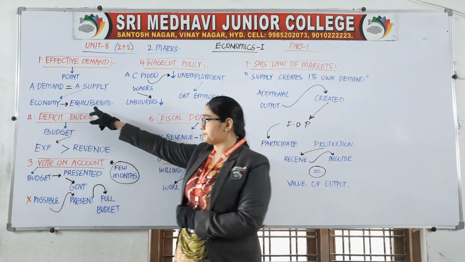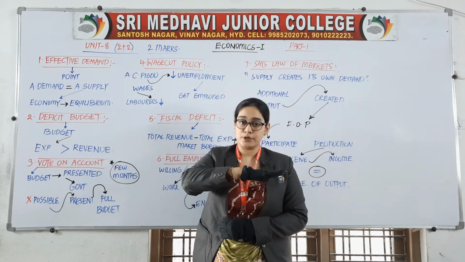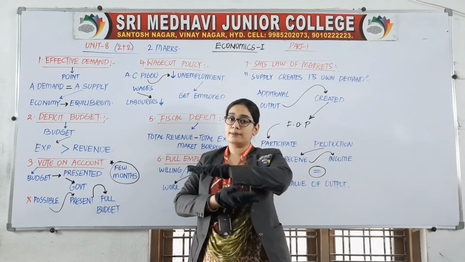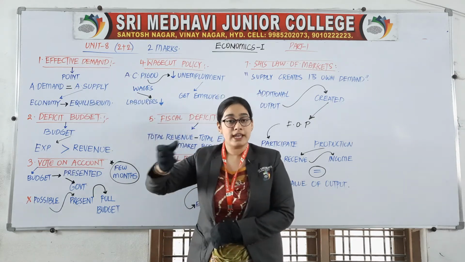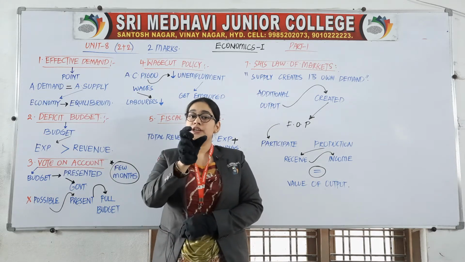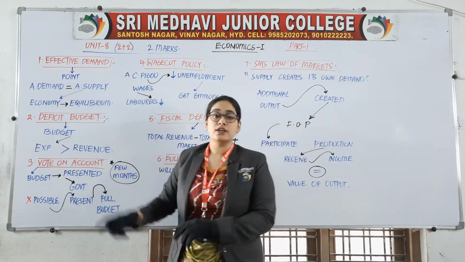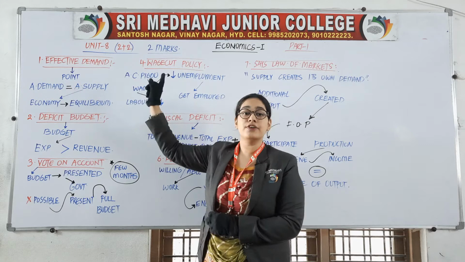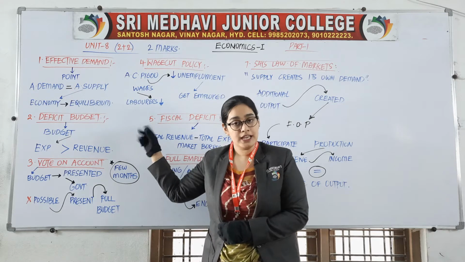It is a point where aggregate demand is equal to aggregate supply, and the economy will be in equilibrium. Equilibrium means a balanced position, a stable position. So the economy will achieve equilibrium when the aggregate demand is equal to the aggregate supply. This process is termed as effective demand, and when it is equal, then only the economy will be in equilibrium.